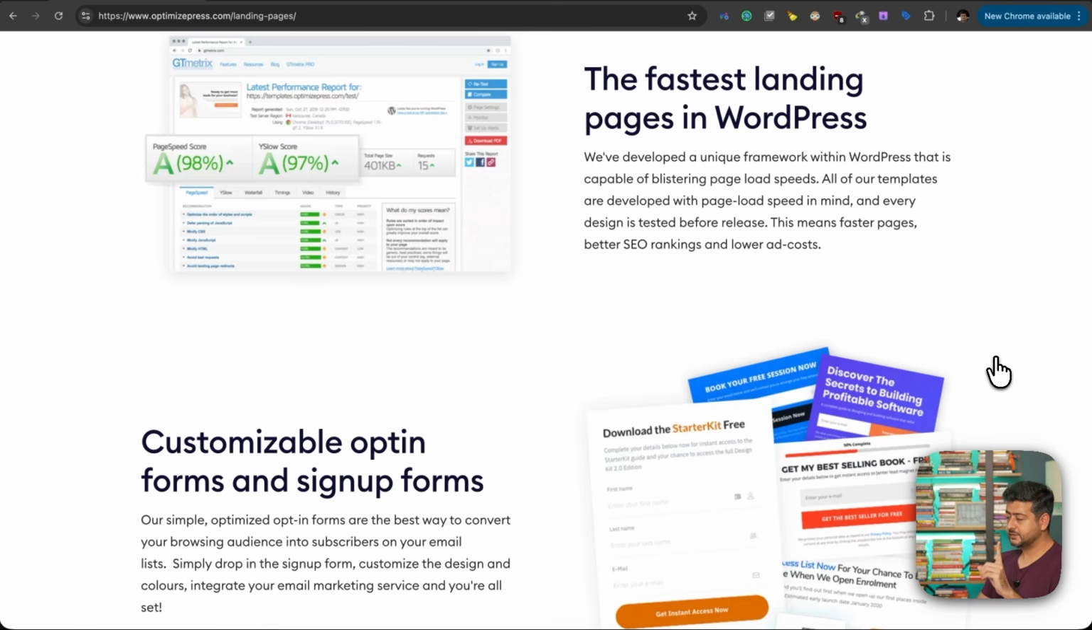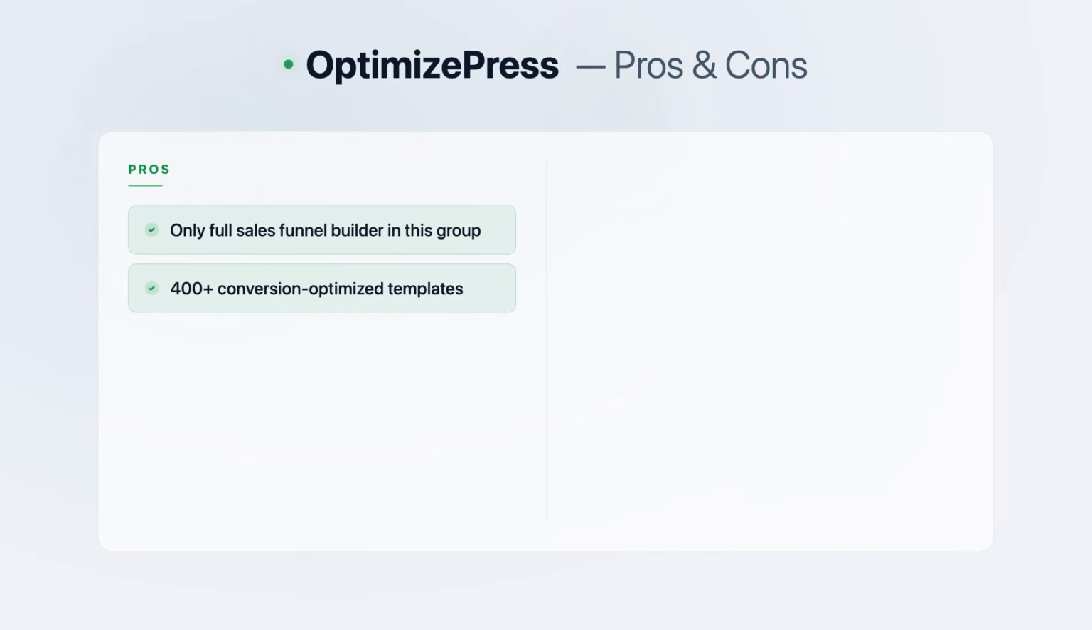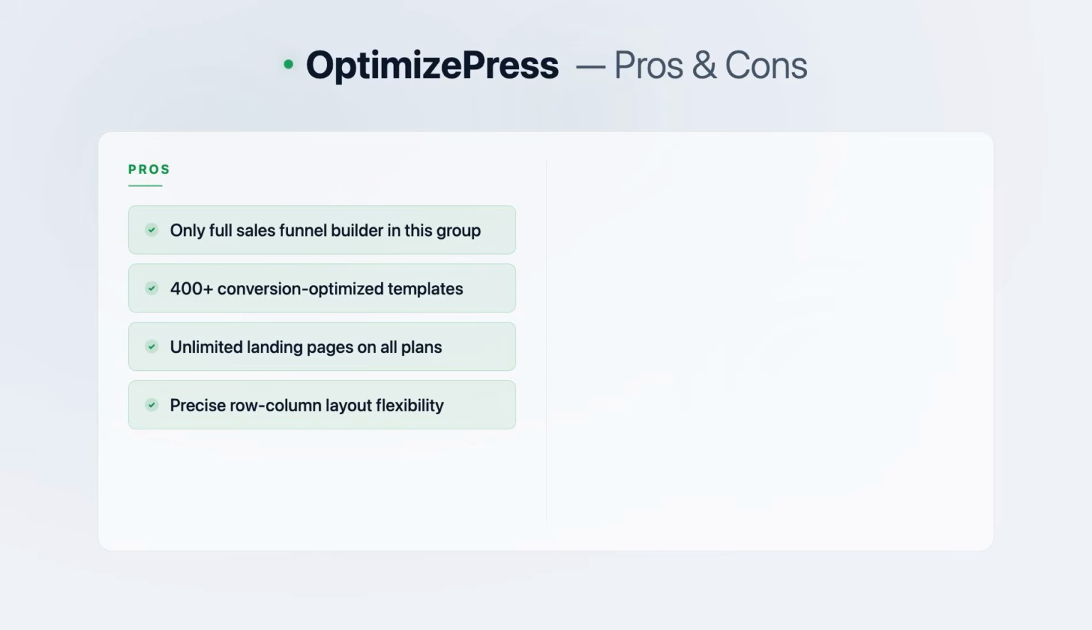Now, from the pros and cons perspective, it is the only page builder that has complete funnel features with A/B testing, upsells and downsells, everything else. None of the other plugins offer this, but that might be something you don't want, so that has to be kept in mind. As I said, it has the most templates, 400 conversion optimized templates, tied with Thrive Architect, which also has a high number. You can create unlimited landing pages on all plans, and some of the other plugins actually have limits on the lower plan. So this has no limits there. That's very useful.